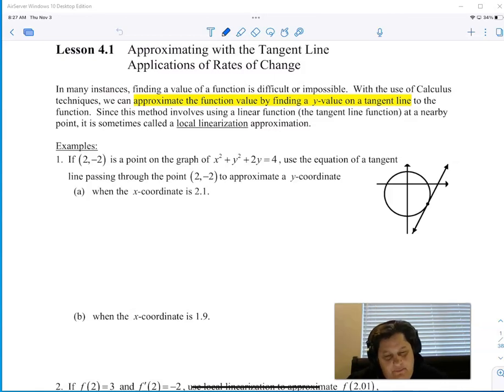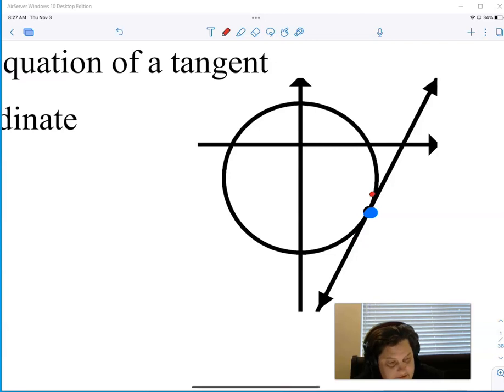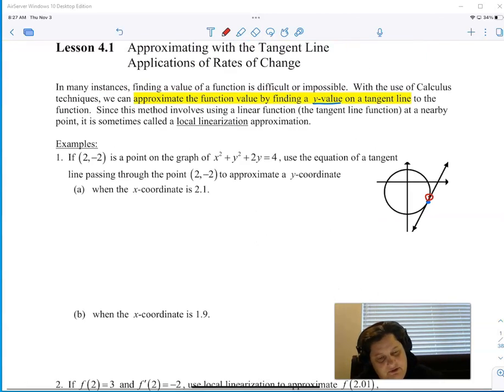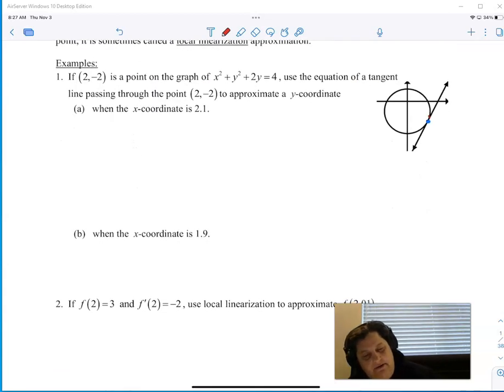We're going to talk about approximating rates of change using a tangent line. Let's read what this says. In many instances, finding the value of a function is possible, but we use calculus to approximate it by finding a y value on the tangent. Let's say I've got a tangent line right here, and I'm trying to find the actual point on the circle right here. But what I could do is find the value of the point on the tangent line and say, that's pretty close. It's called local linearization. It's kind of weird, but let's check this out.